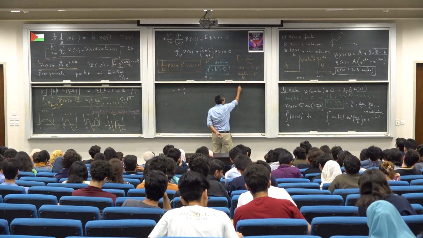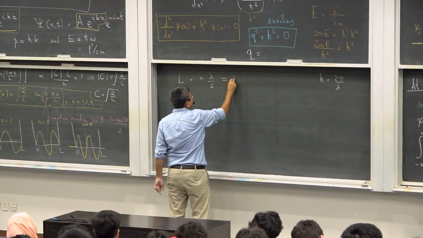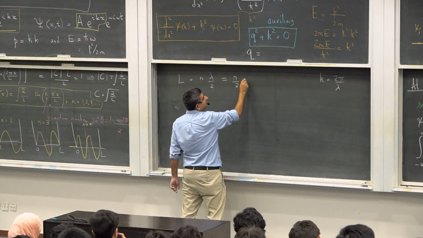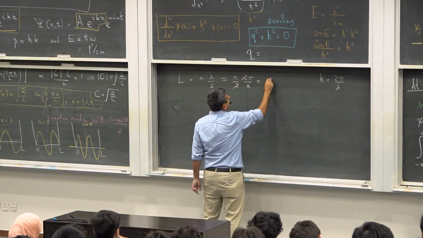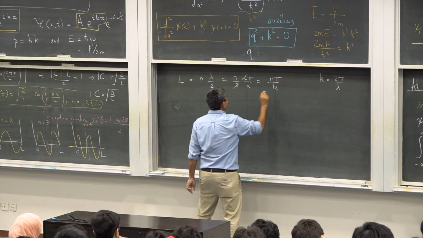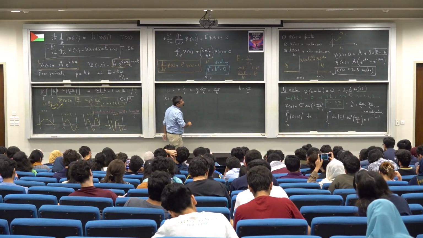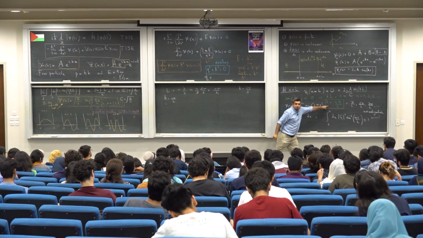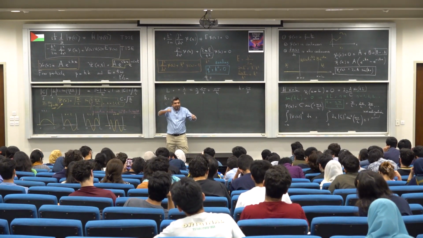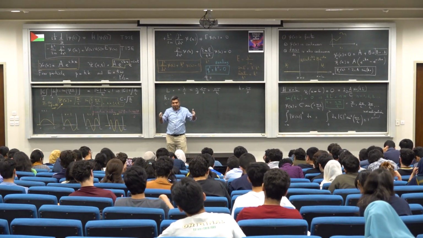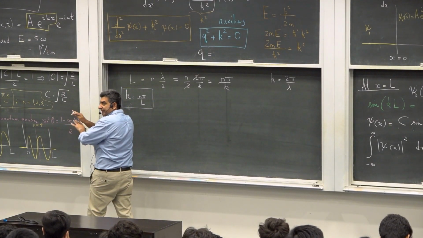But since k equals 2 pi over lambda, this would mean n over 2 lambda equals L, where lambda is 2 pi over k. This would mean n pi over k equals L. This means k equals n pi over L, which is the same condition as we've derived over here. So this length of the infinite well harbors an integer number of half wavelengths. That's the condition for a standing wave. So everything is making sense.